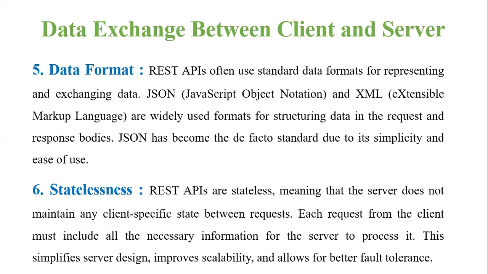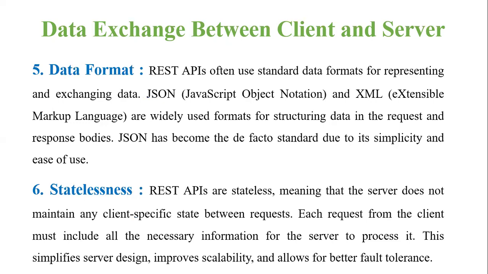And next one is data format. REST APIs often use standard data formats for representing and exchanging data. JSON, JavaScript Object Notation, and XML, Extensible Markup Language, are widely used formats for structuring data in the request and response bodies. JSON has become a de facto standard due to its simplicity and ease of use.